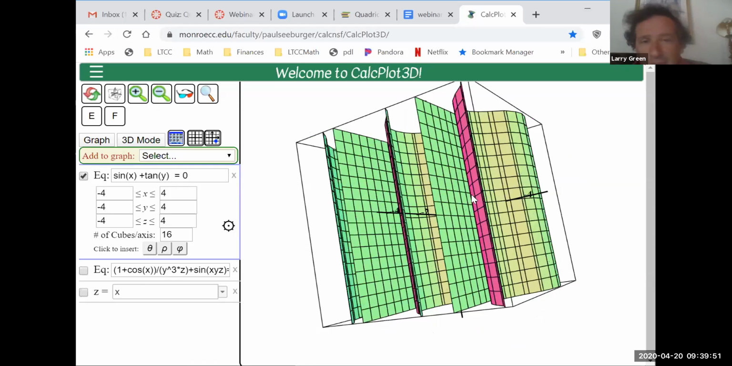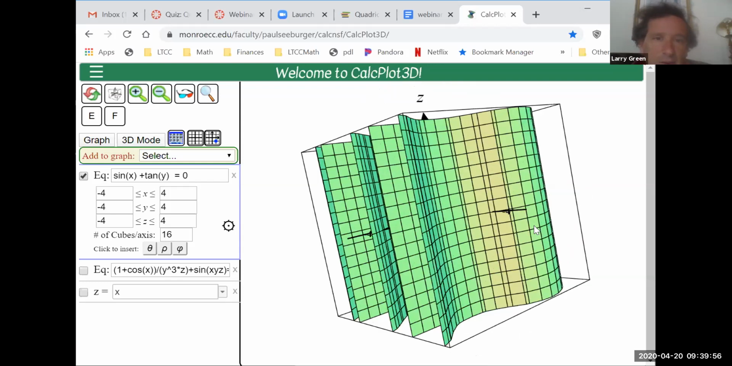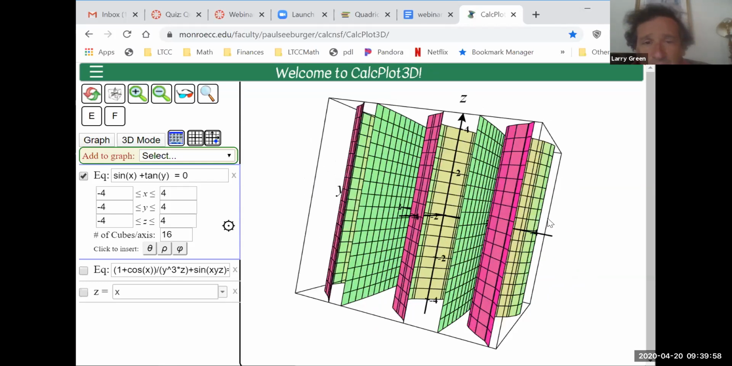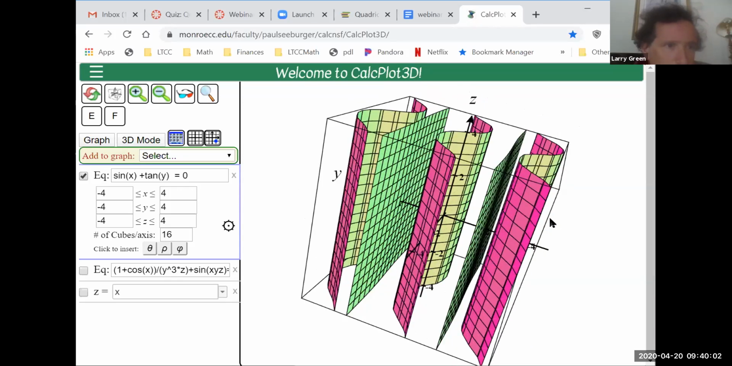And you get some cool objects here. We're not done yet. What we can do is we can say, well, let's look at the XY plane only. Let's look at the XY plane and just see what it looks like when it crosses the XY plane. And then you get a curve. Do you all agree? That curve is called the trace in the XY plane.